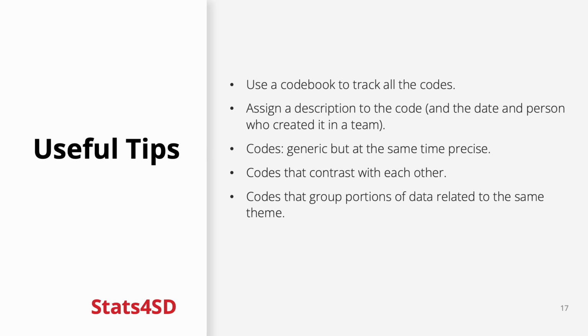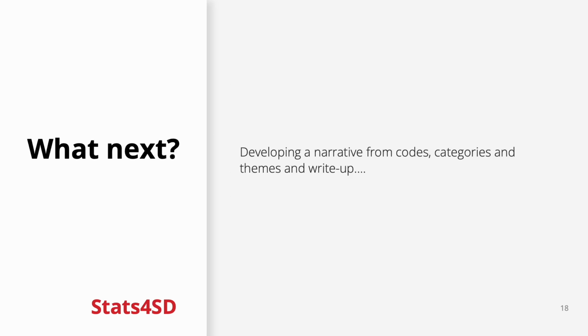Codes should group portions of data related to the same theme. And when there are more than one coder within a team, it is good practice to have them check each other's coding to ensure accuracy. After having completed coding and the steps where we define categories and themes, as well as their relationships in a logical way, we will develop a narrative and a write-up.